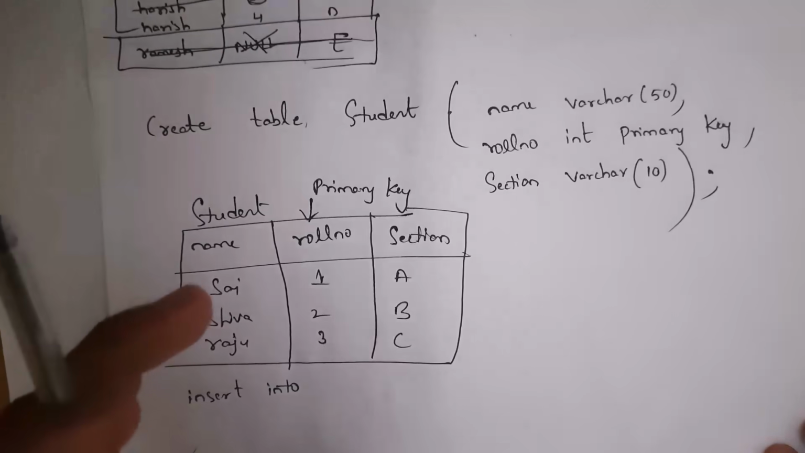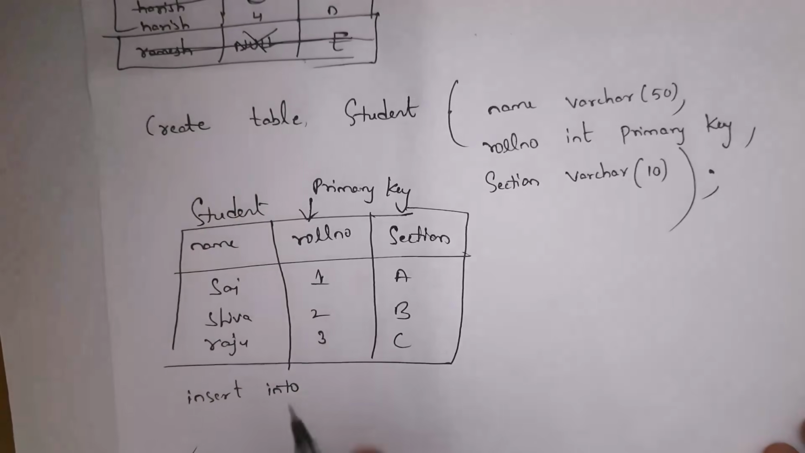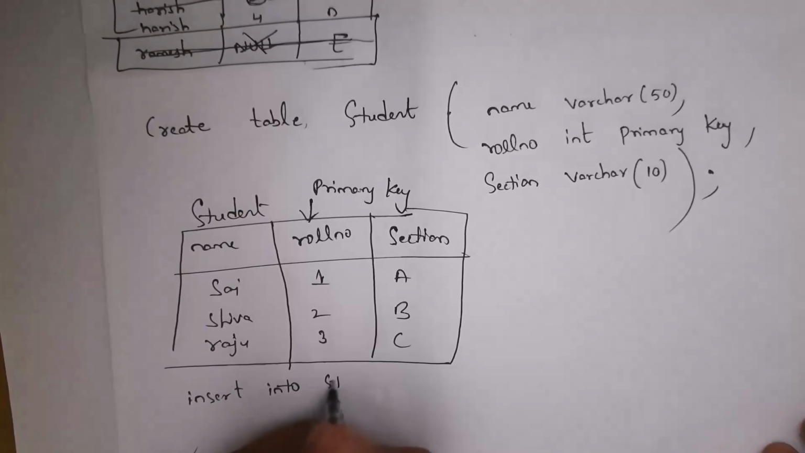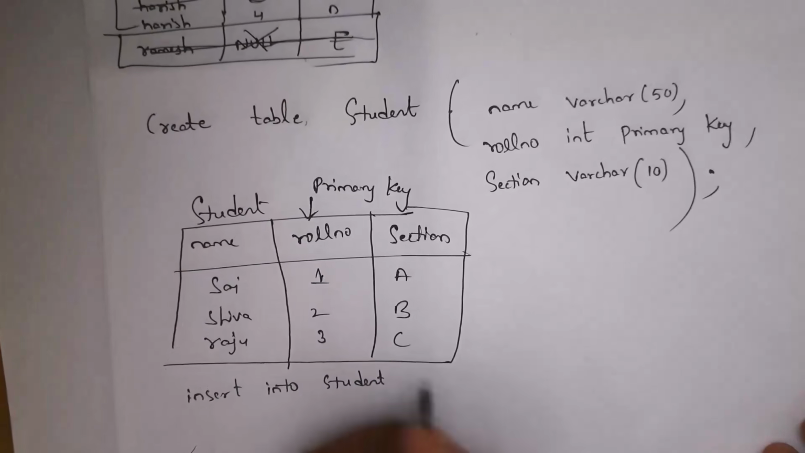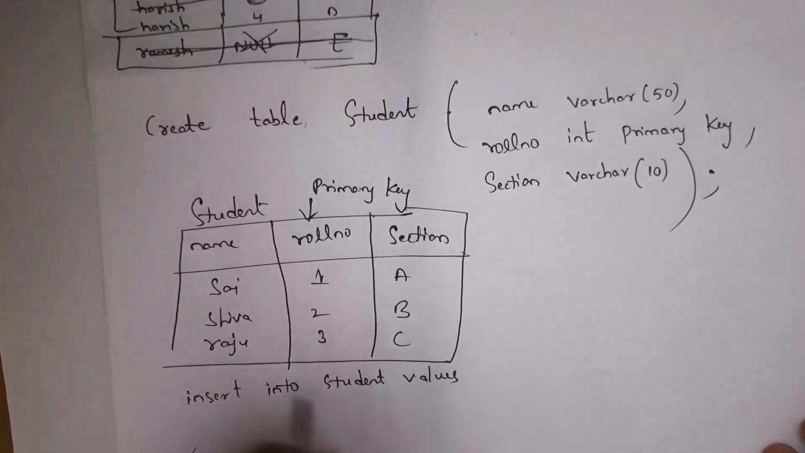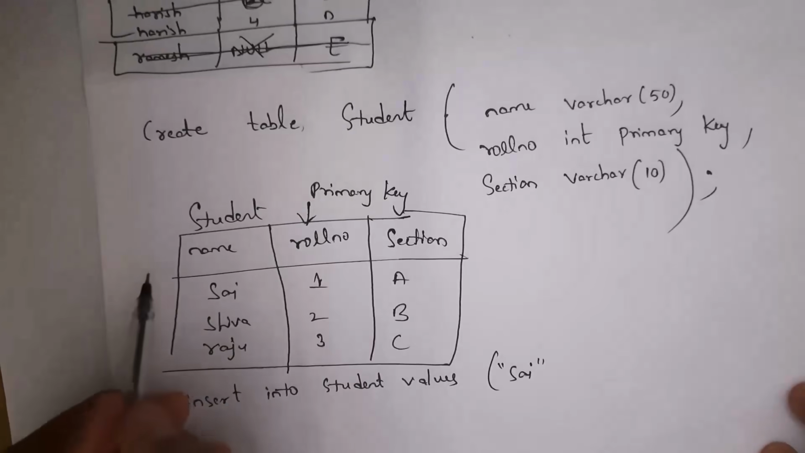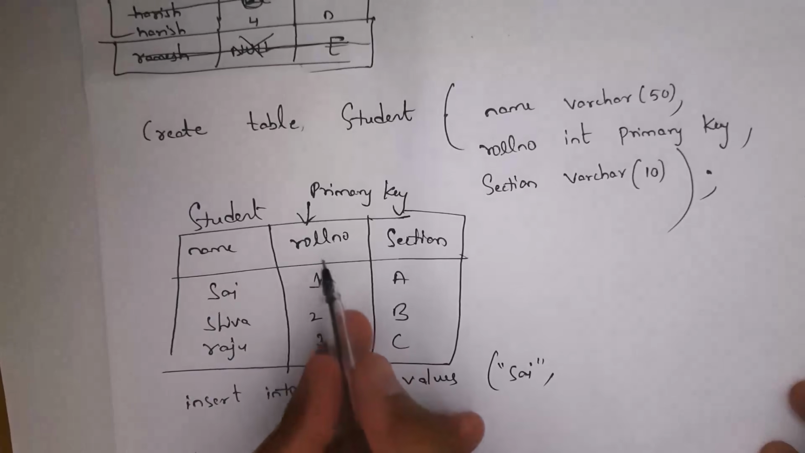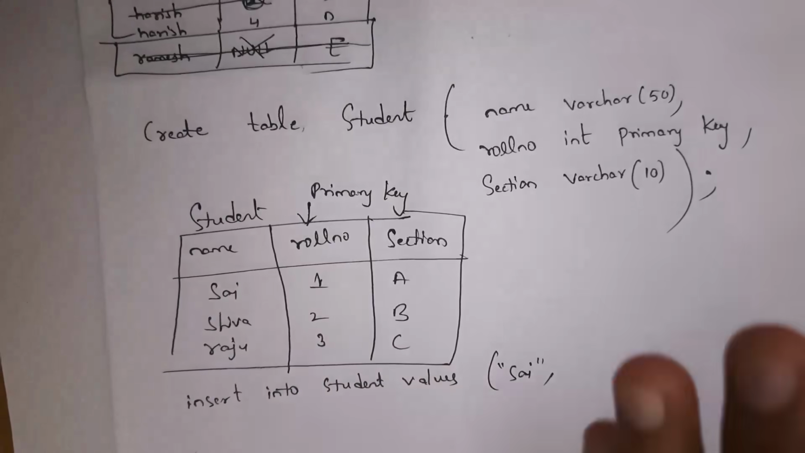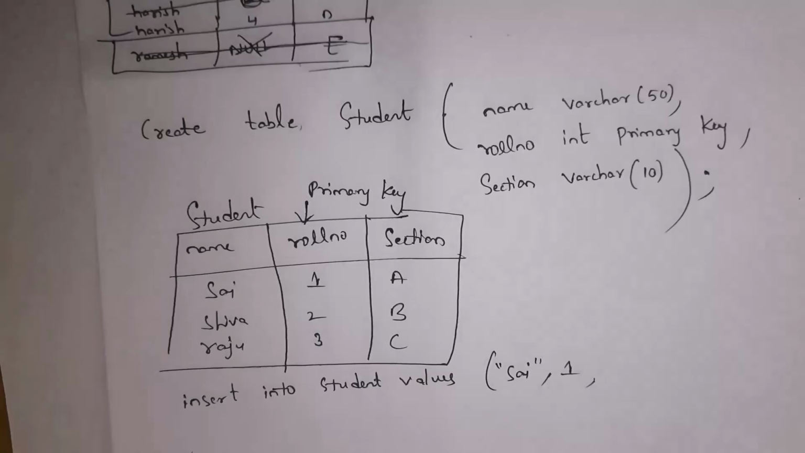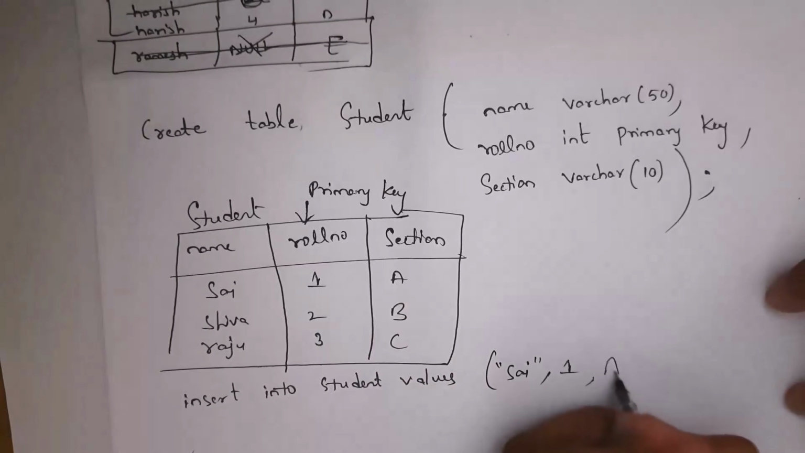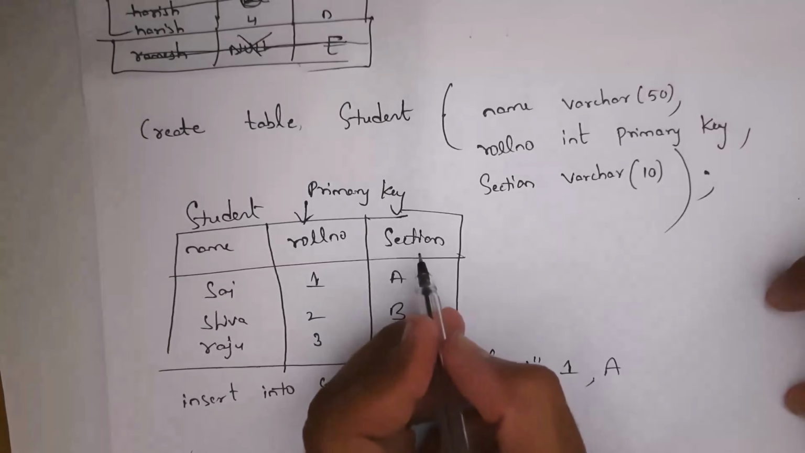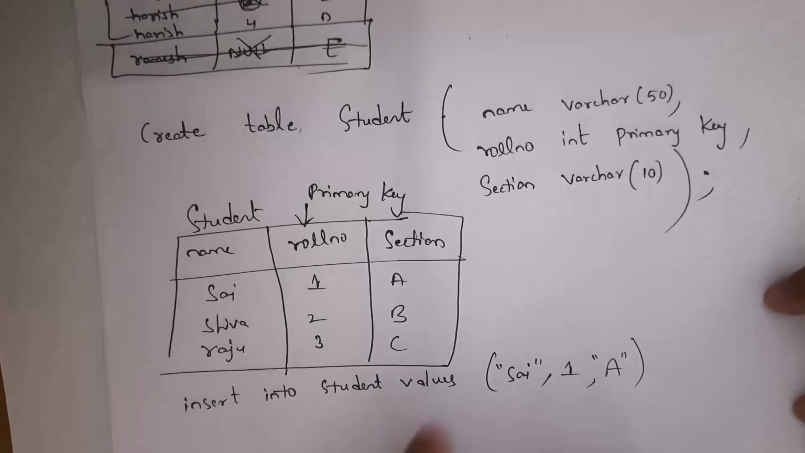Insert into, I want to insert data in the student table. So write here the table name, that is student. Insert into student values. I want to give values like, first one is name. Name column is varchar data type. So write Sai in quotations, comma. Rule number is integer. So there is no need of quotation, just write here 1, comma. Next column is section. So give here section, that is A. Section is varchar data type. So use quotations. Take name Sai, rule number 1 and section A in brackets, comma.